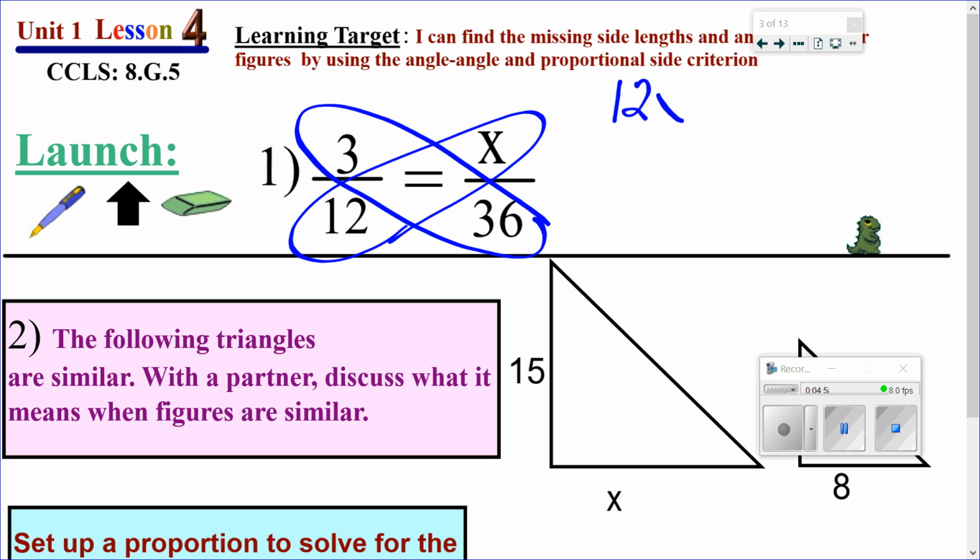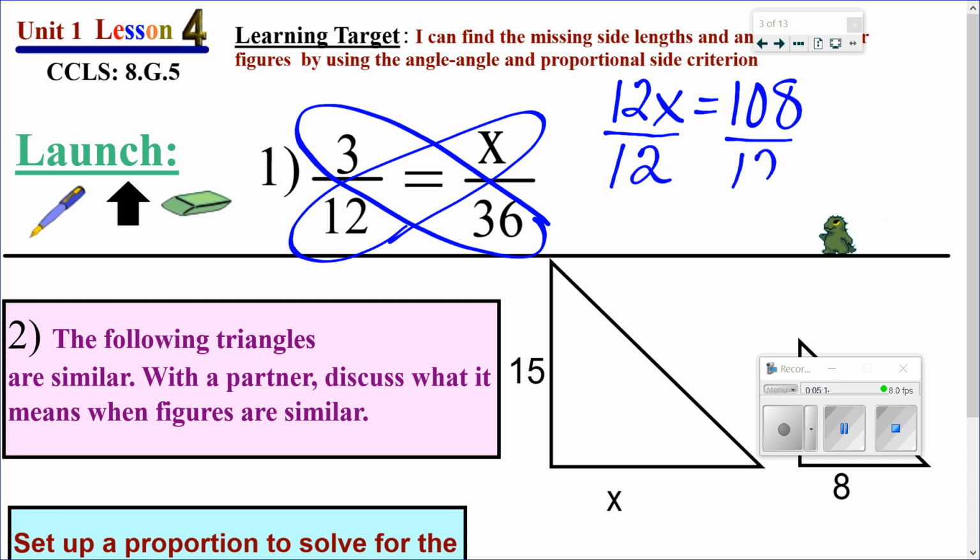12x equals. Please do not forget your equal sign. And then 3 times 36 is 108. Now we have to solve for x. We isolate the variable. We have to divide by 12 because this is 12 times x. The inverse of multiplication is division. The 12s cancel out, and x equals 9.